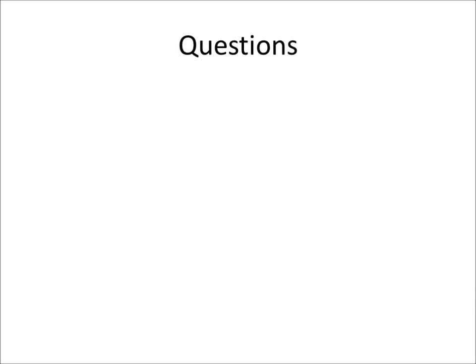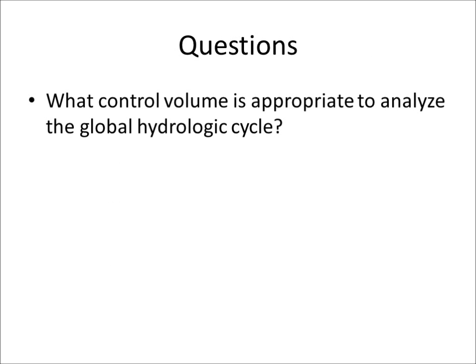So let's look back at our questions. First of all, what control volume is appropriate to analyze the global hydrologic cycle? Well, based on the cross-section of the atmosphere that went all the way down to the subsoil surface, the control volume that would be appropriate for analyzing the global hydrologic cycle would be the entire Earth, plus the layer of the atmosphere in which all the water vapor exchange is taking place with the other compartments, which would include the ocean and the land surface. So the entire globe plus the atmosphere in which water is actively being transferred.